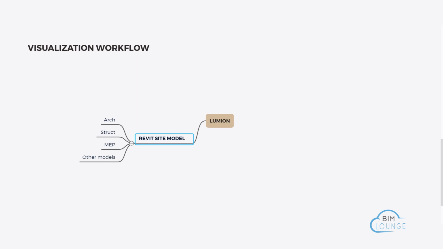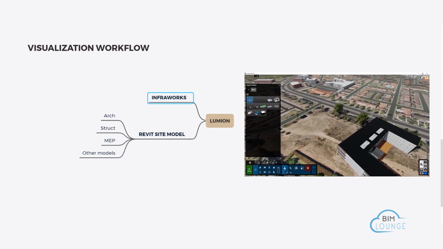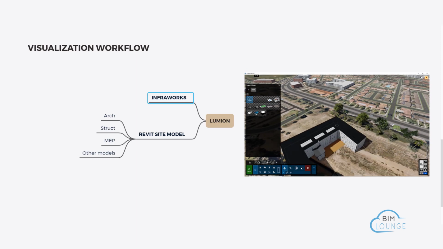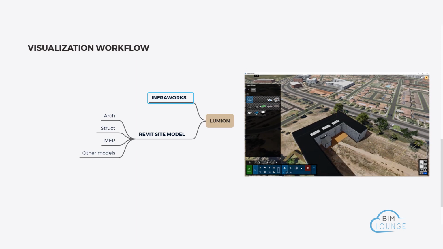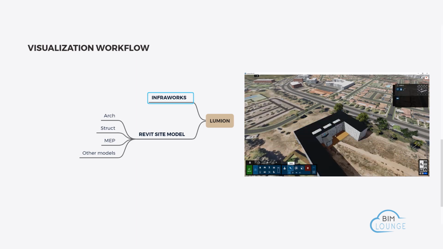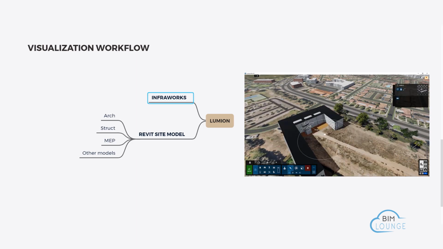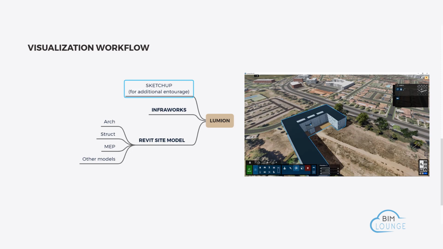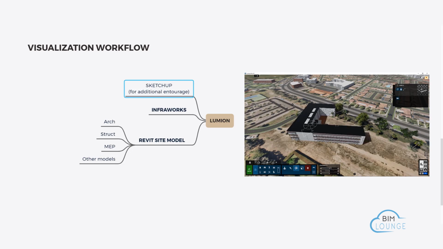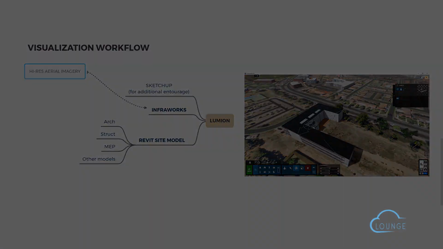Now, of course, as additional information, you would have the InfraWorks model as we described, but this time separately, so you can handle the changes to the context separately from the Revit models. And then, of course, you can add SketchUp elements for additional entourage using, for example, sites like SketchUp Warehouse. Of course, at this point, you could always use high-resolution imagery.